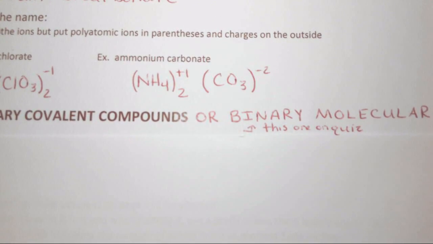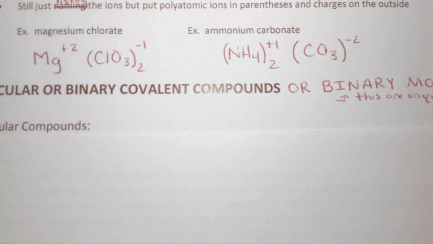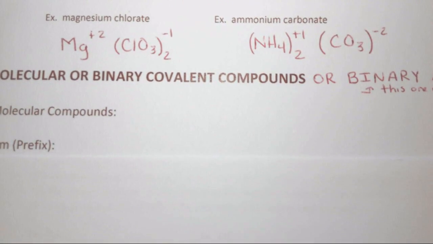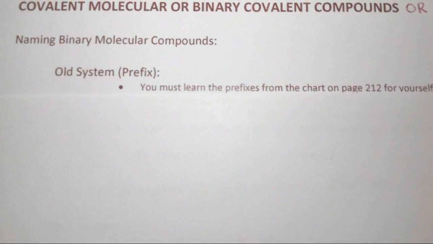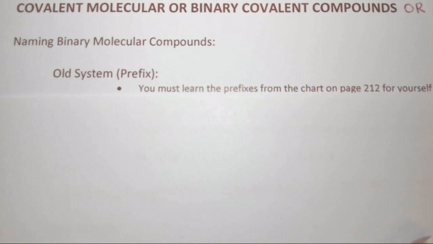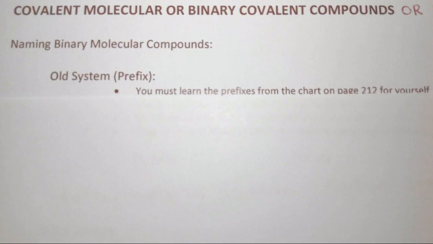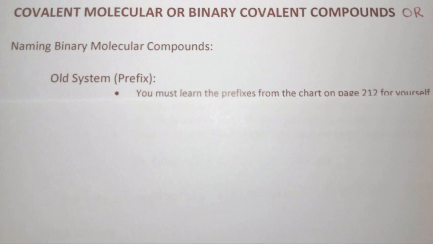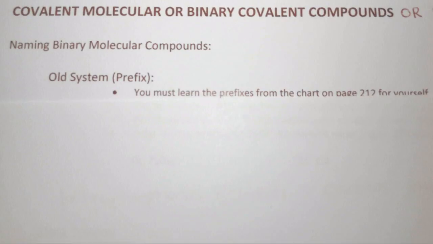So again, we are dealing with binary compounds. So these are compounds made up of just two elements. And we'll start with how to name them. And we are starting with the old system, which is also called the prefix system. On page 212, there is a chart, and you need to learn these prefixes for yourself. A lot of them you know, like the prefix for 1 is mono. The prefix for 4 is one that you may not use. It's tetra. Okay. So if you want to jot those prefixes down at some point in your notes, fine, or just make sure that you have the page number there. You will need to know those for yourself.